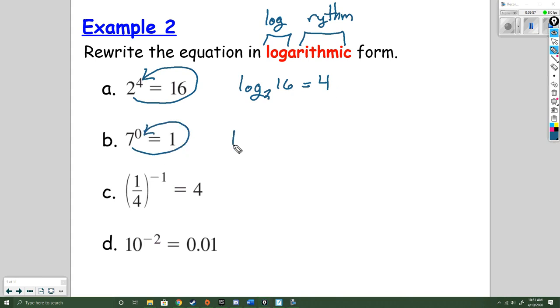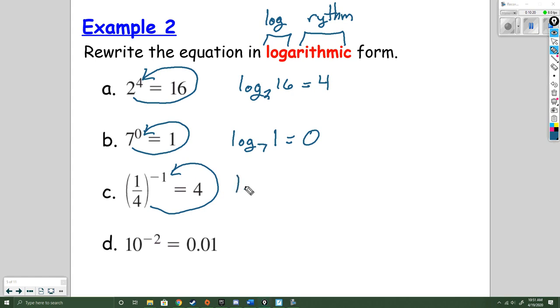All right, and that would be log base 7 of 1 equals 0. Once again, our logarithm is just yielding that exponent, what we would have to raise that base to get whatever the argument is. We're going to go through these next two really quickly.